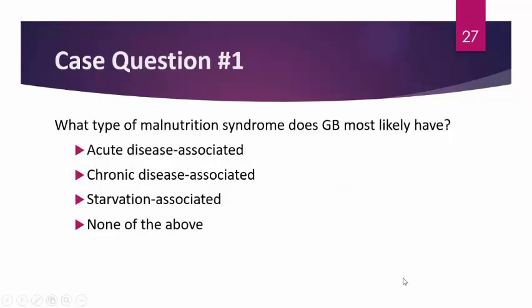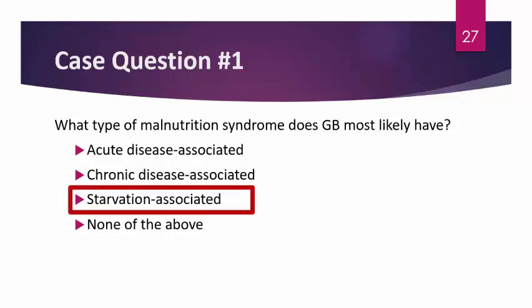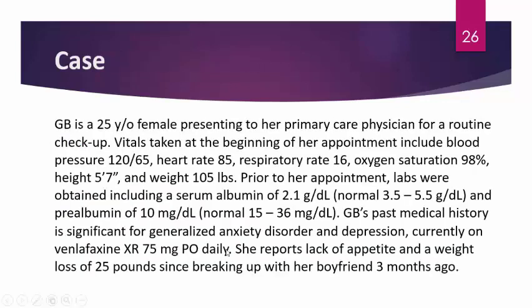So what type of malnutrition syndrome does GB most likely have? The answer here is GB most likely has starvation-associated malnutrition syndrome. The reason is her recent weight loss of 25 pounds within the last 3 months. If you remember the criteria for potential malnutrition, weight loss of 7.5% or more over 3 months may indicate malnourishment.